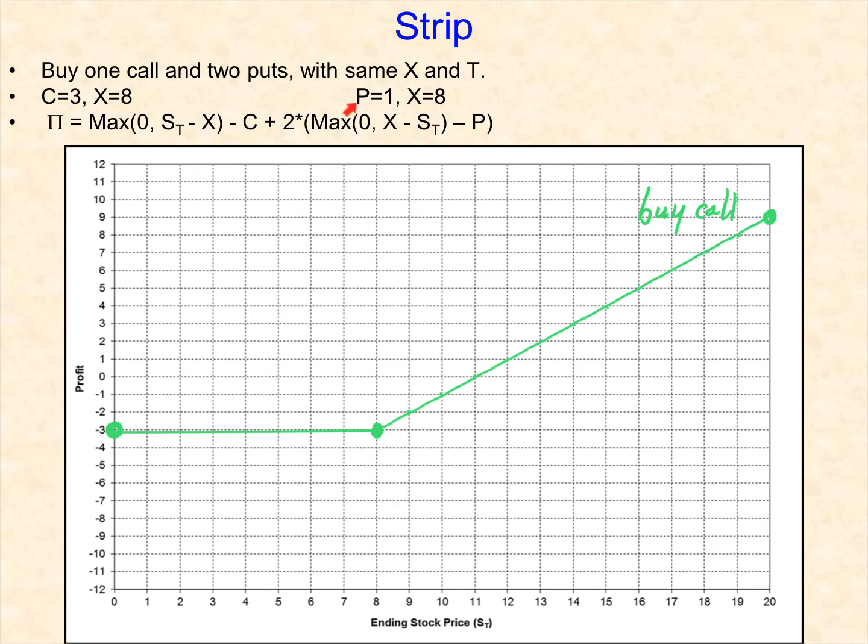Now we'll draw the put options. The put options have a premium of 1 and an exercise price of 8. Recall we're going to buy 2 of those put options. And so 2 times 1 is $2. We'll pay $2 in premiums. So we'll come down to -2 and draw a point here. Any stock price higher than $8, the puts will expire out of the money. And so we have a flat line off to the right.